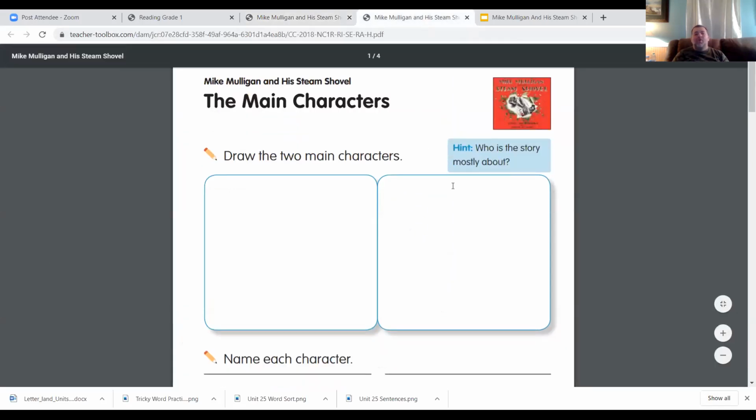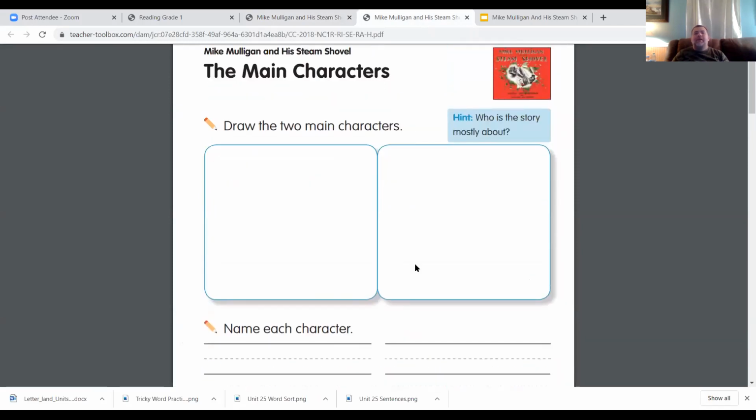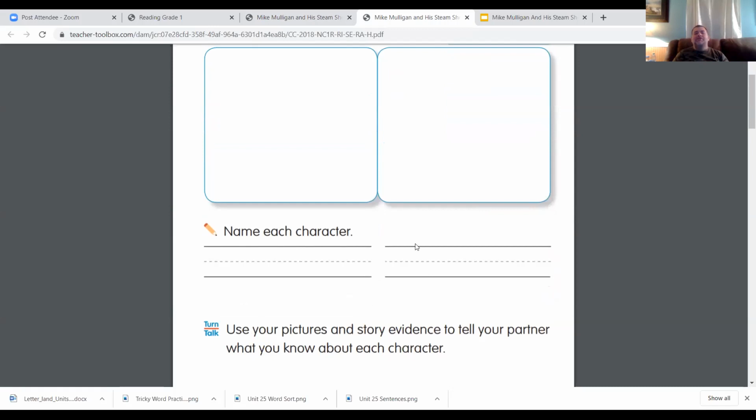In your workbooks, you're going to turn to page 31. Because it is asking us to draw something, I want you to complete this page in your workbooks and take a picture of your completed assignment and upload it in Google Classroom. So you're going to draw your two main characters. Who are our main characters in this story? We're going to draw a picture of Mike Mulligan, and we're going to draw a picture of Mary Ann. And then down at the bottom, you're going to name each character. This is your lesson for today. And once you complete it, make sure to upload your completed work.